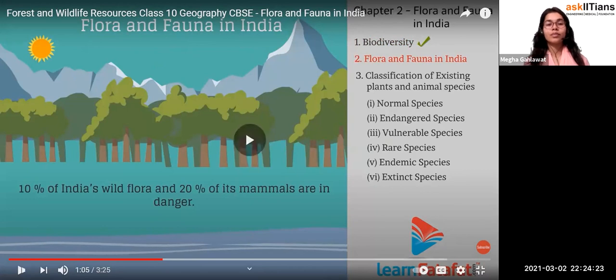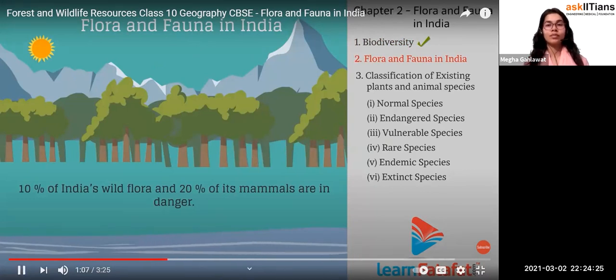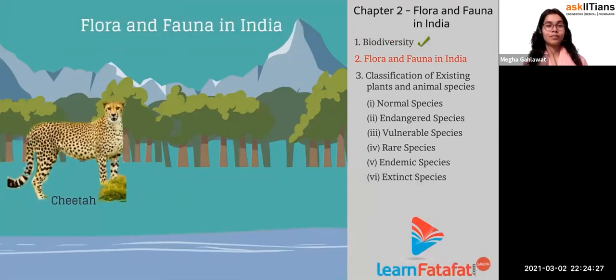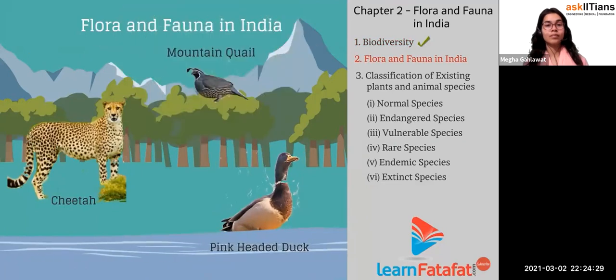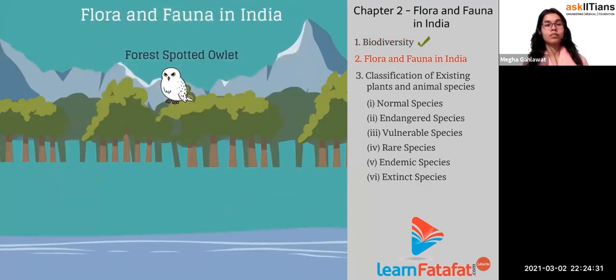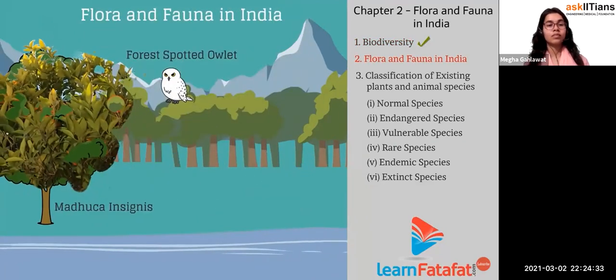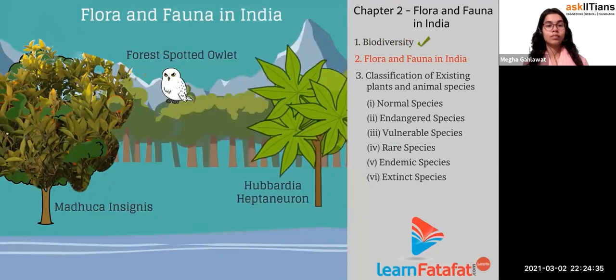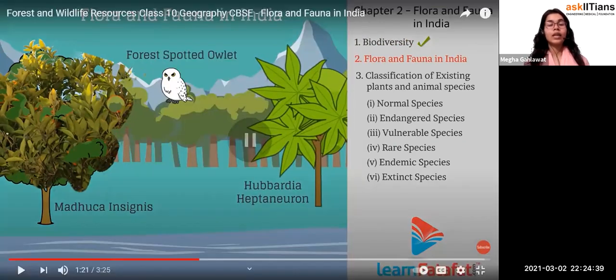Okay. Some of them are the cheetah, pink-headed duck, mountain quail, forest spotted owlet, and plants like Madhuca insignis and Hubbardia heptaneuron. The names of the plants are basically the scientific names. In order for you to understand the scientific names, see, these names are not written in the exact right manner that they should have been written here.